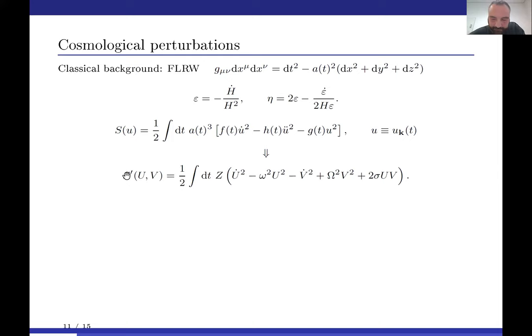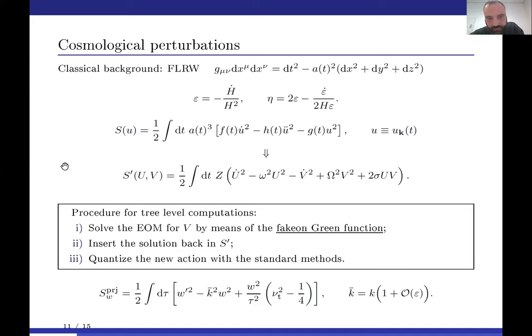So without giving too many details, the simplified procedure for tree-level computation in this case works as follows. First, solve the equation of motion of V, as I explained before, using the Fakeon Green function. Then you put it back in the action, S prime. Then you obtain what I call the projected action, and you quantize that projected action. This operation involved many things, but in our paper, because of many reasons, thanks to the de Sitter expansion and other considerations, we were always able to recast the projected action into the Mukhanov form. And then from this point on, we just apply the usual method to work out the power spectrum.